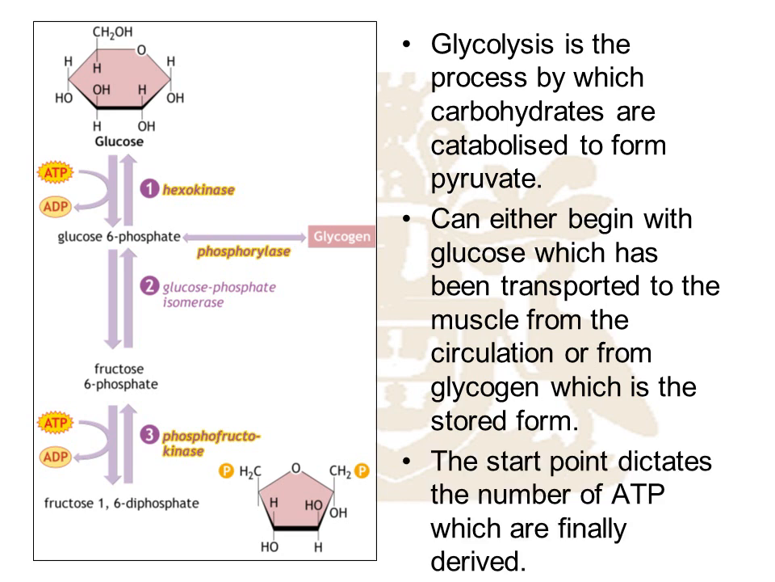So, as I mentioned a moment ago, the start point dictates the number of ATP which are finally derived. So we know that clearly, if I'm starting with glucose, even after 3 stages I'm at -2. If I start at glycogen, after 3 stages I'm at -1. I should perhaps make that clear: this is only a little bit of the process. There's 10 stages, so the rest of the process is identical. So the end product is we're going to be 1 ATP different from glycogen compared to glucose.